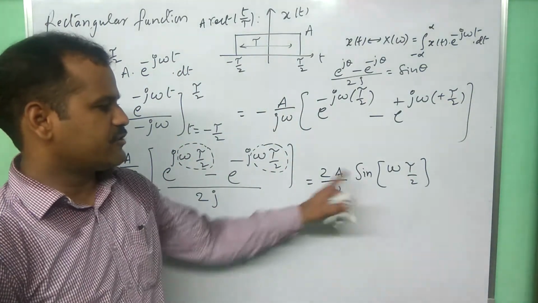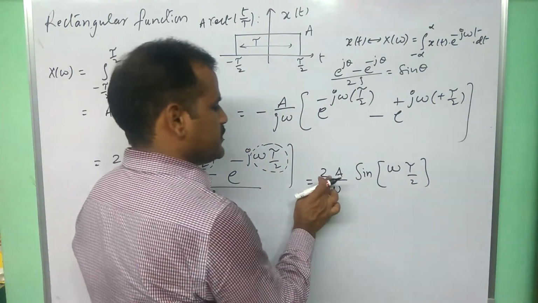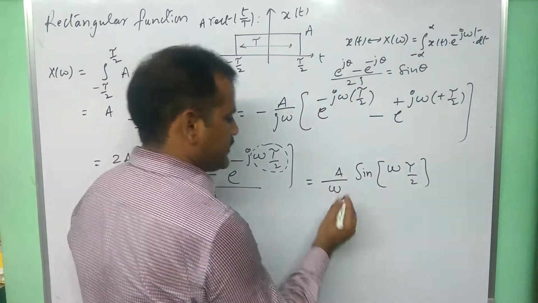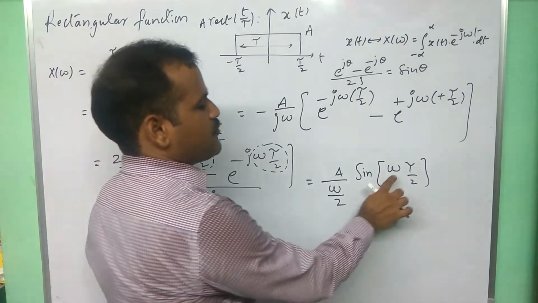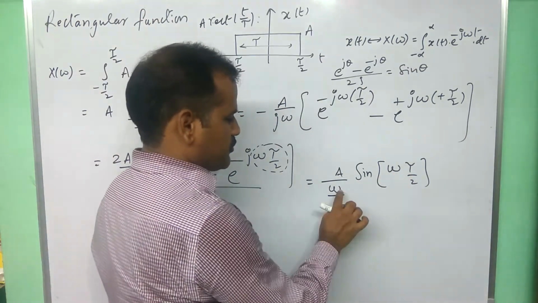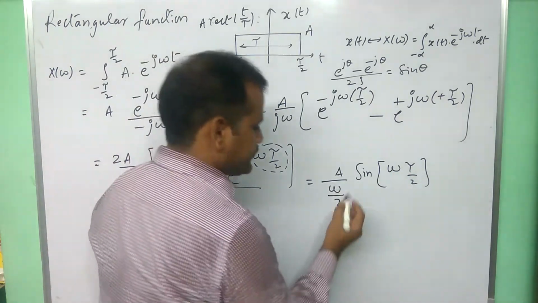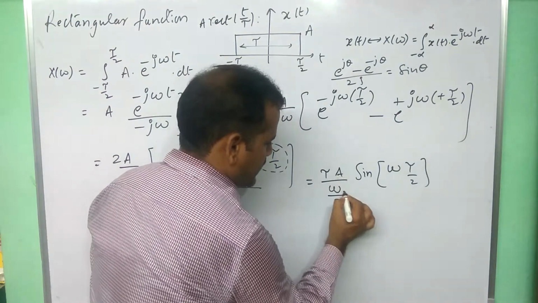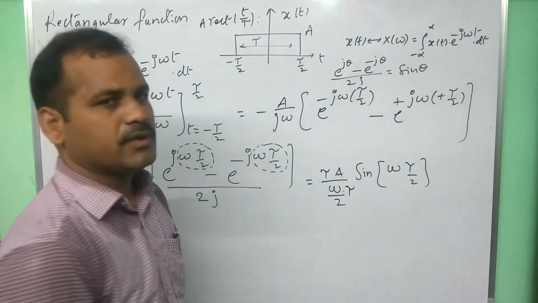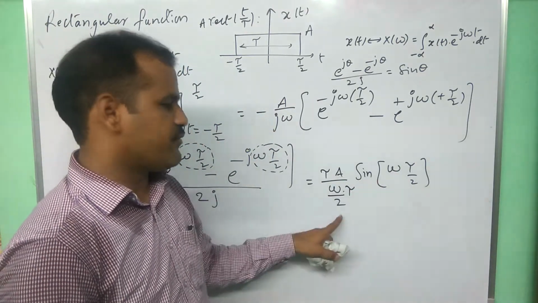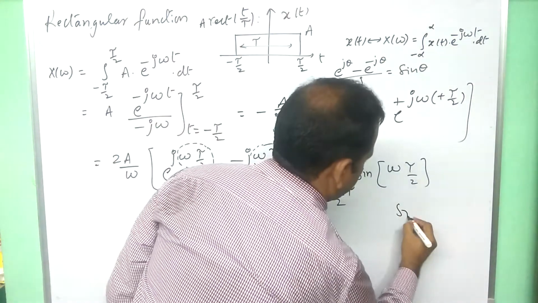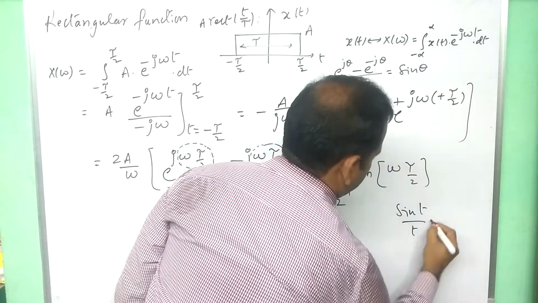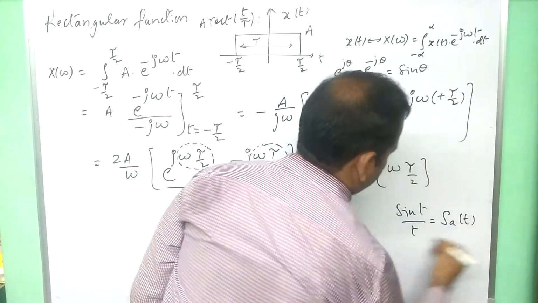Further I am modifying this function like this. This 2 I can write here, and here sin of omega tau by 2 is there. So if I have tau, that means I am multiplying and dividing with tau. So that gives the sin t by t form. We know that sin t by t can be written as the sampling function of t.